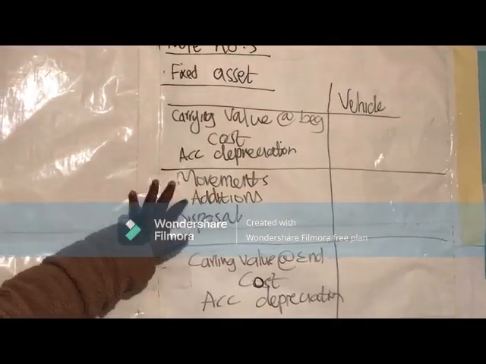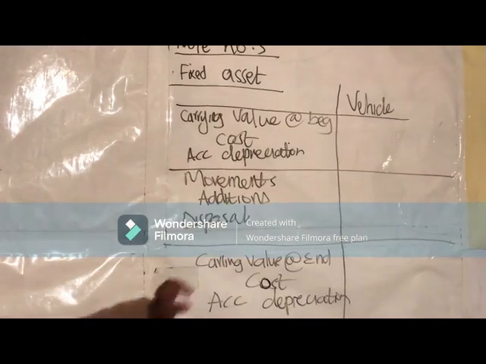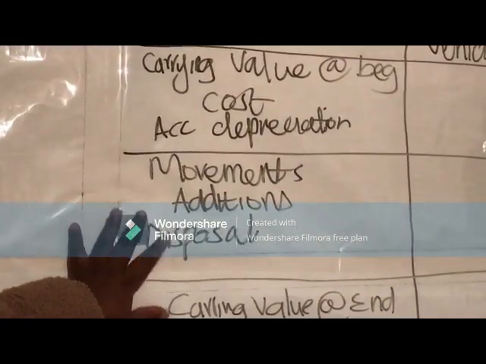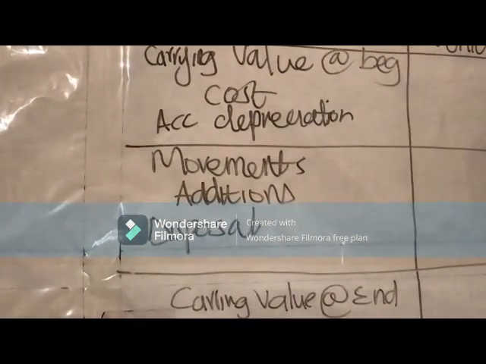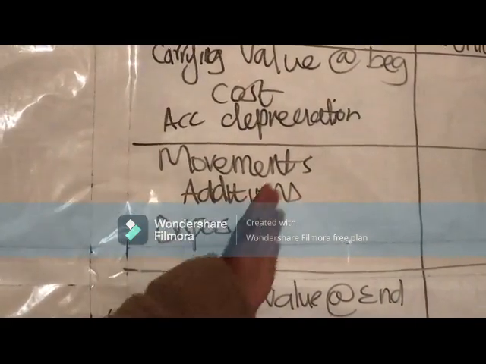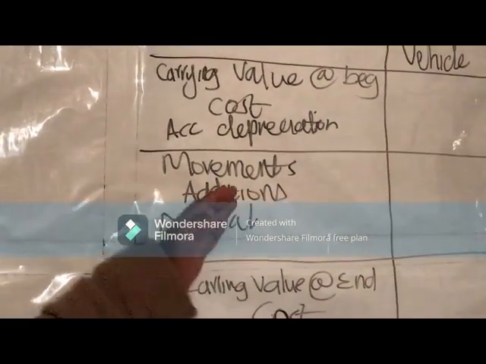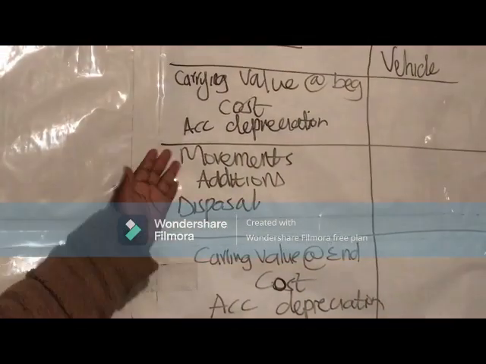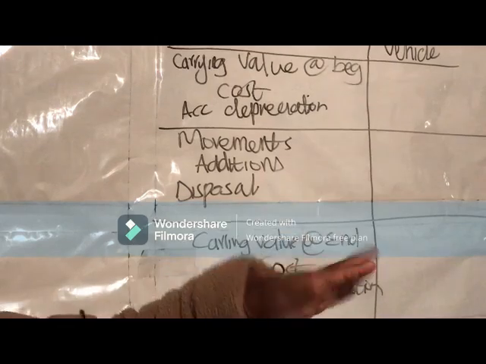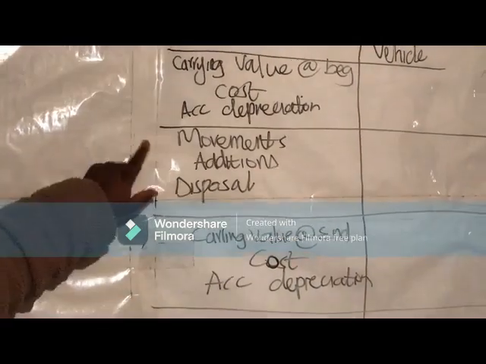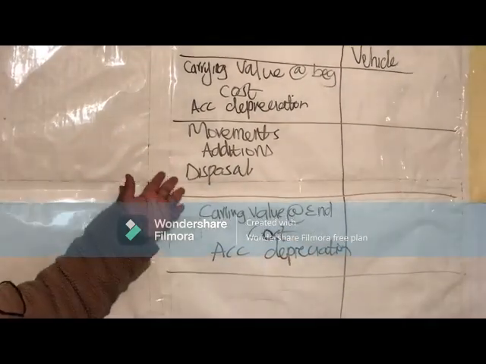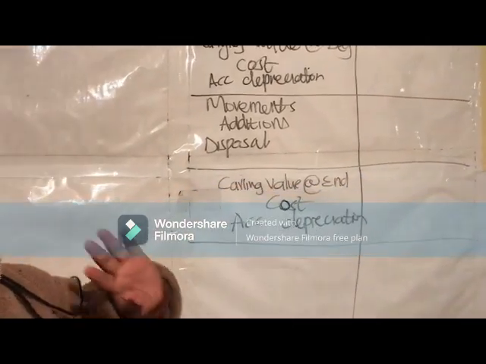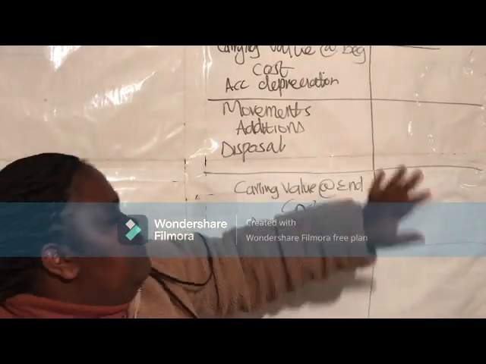Then we move to the movements. The movements is everything that is happening during the year. So you can either add an asset or dispose an asset. What do we mean when we say you are adding an asset? That means you are buying an additional asset. So the additions, they are always recorded at cost. So this is an additional asset at cost price. You record it at cost price. Then disposal. You decide to sell your asset. So when we record the disposal, we always record it at carrying value.